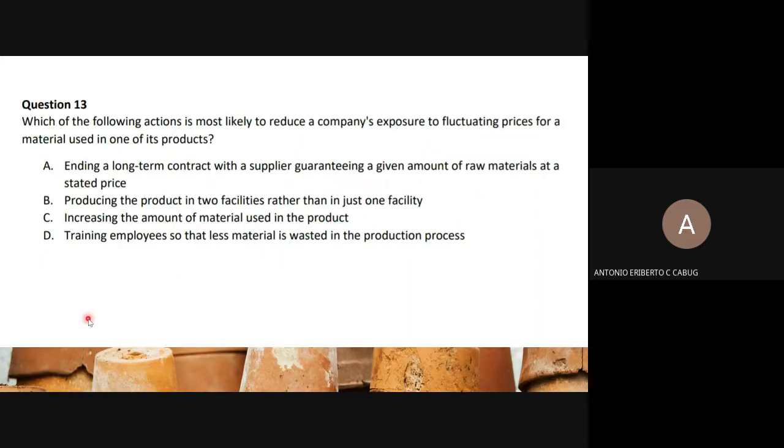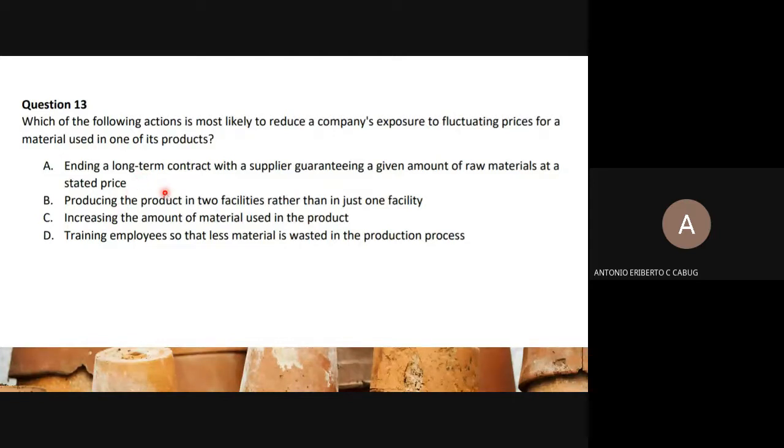Clear? Sige. Which of the following actions is most likely to reduce a company's exposure to fluctuating prices for a material used in one of its products? Go. Okay, you would like to reduce a company's exposure to fluctuating prices for materials used in one of its products.